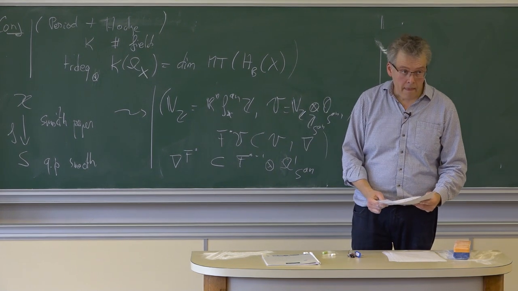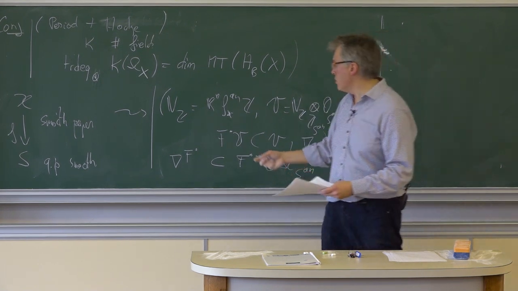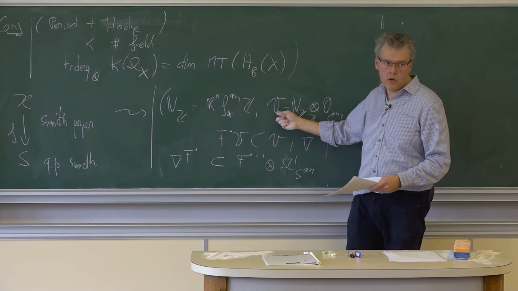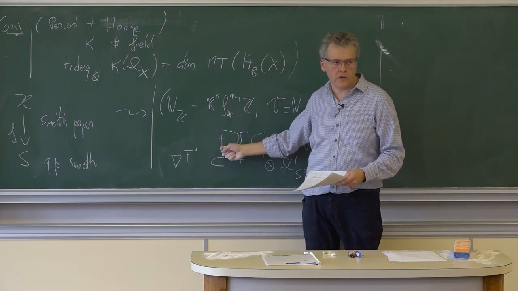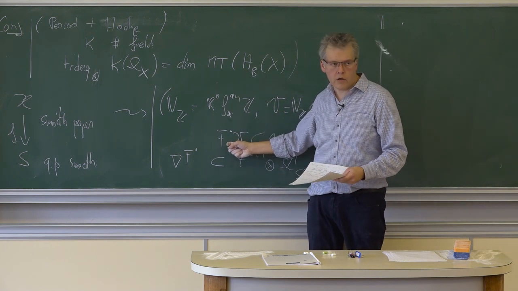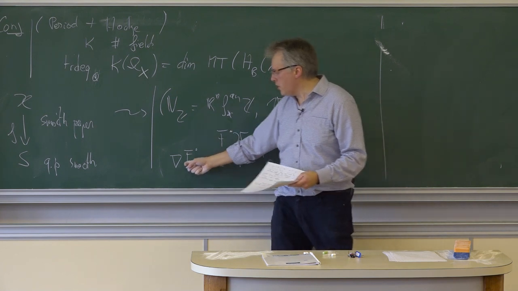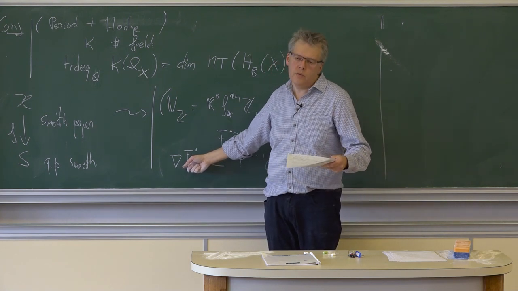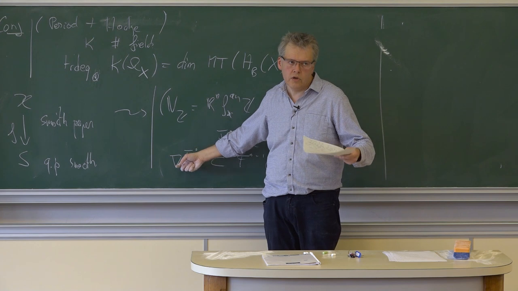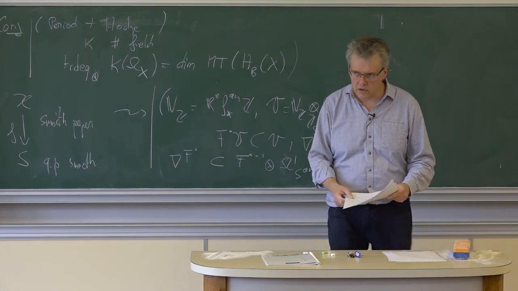So you use the Deligne extension? You do the Deligne extension, so this gives you the extension of V. Then you have to prove that F also extends. This is the work of Griffiths. And for nabla, by Deligne extension, you know that there is a unique extension which is algebraic if you insist that it is regular.